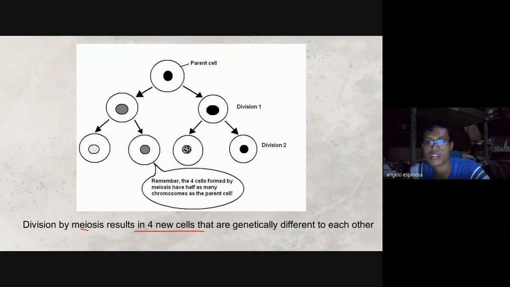We have parent cells. So this is what we call meiosis, which results in four cells that are genetically different from each other. Meiosis is also known as haploid. This is used in the reproductive system, in the ovum and spermatozoa, 25-25% of the genes. From 50-50 in mitosis, we have here meiosis, haploid, 25%, 25%. So remember, the cells formed by meiosis have half as many chromosomes as the parent cell.